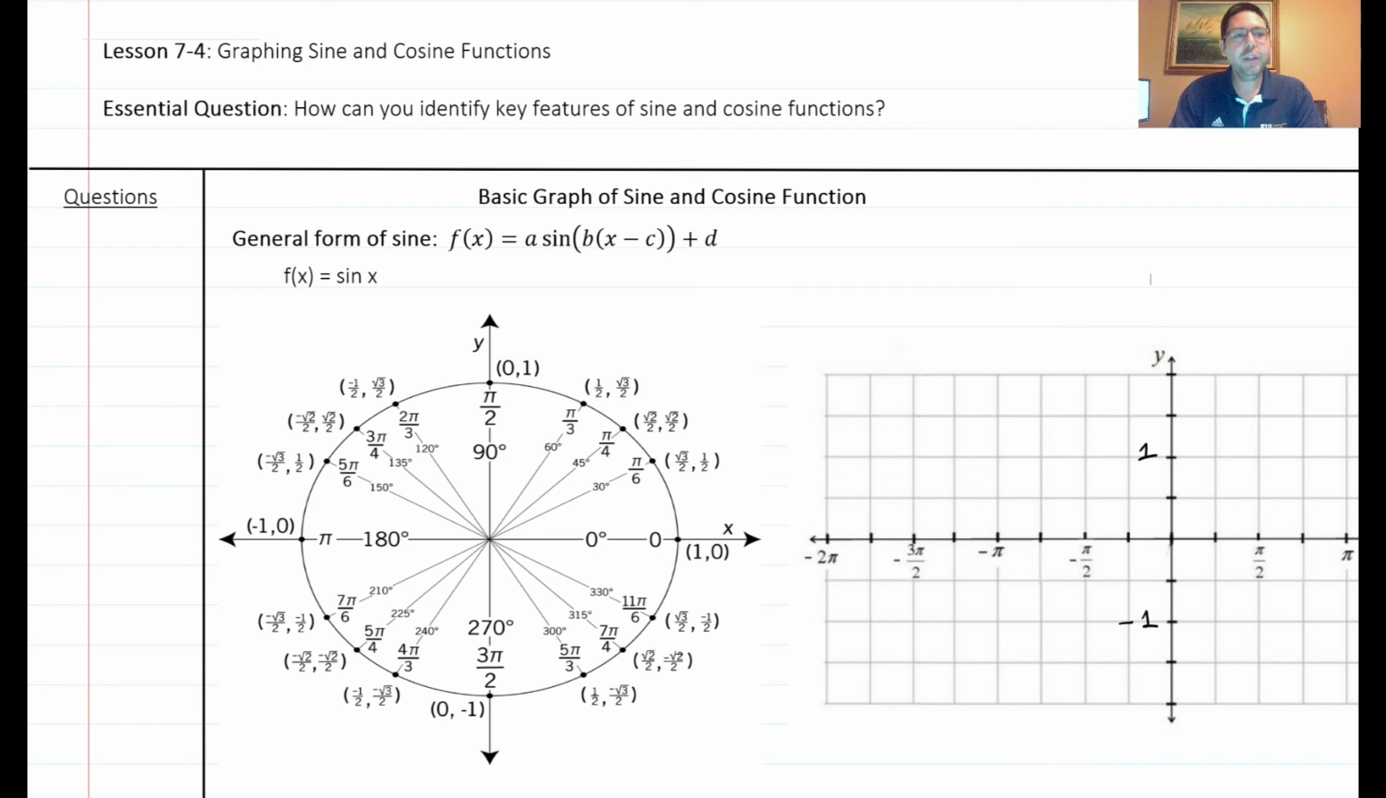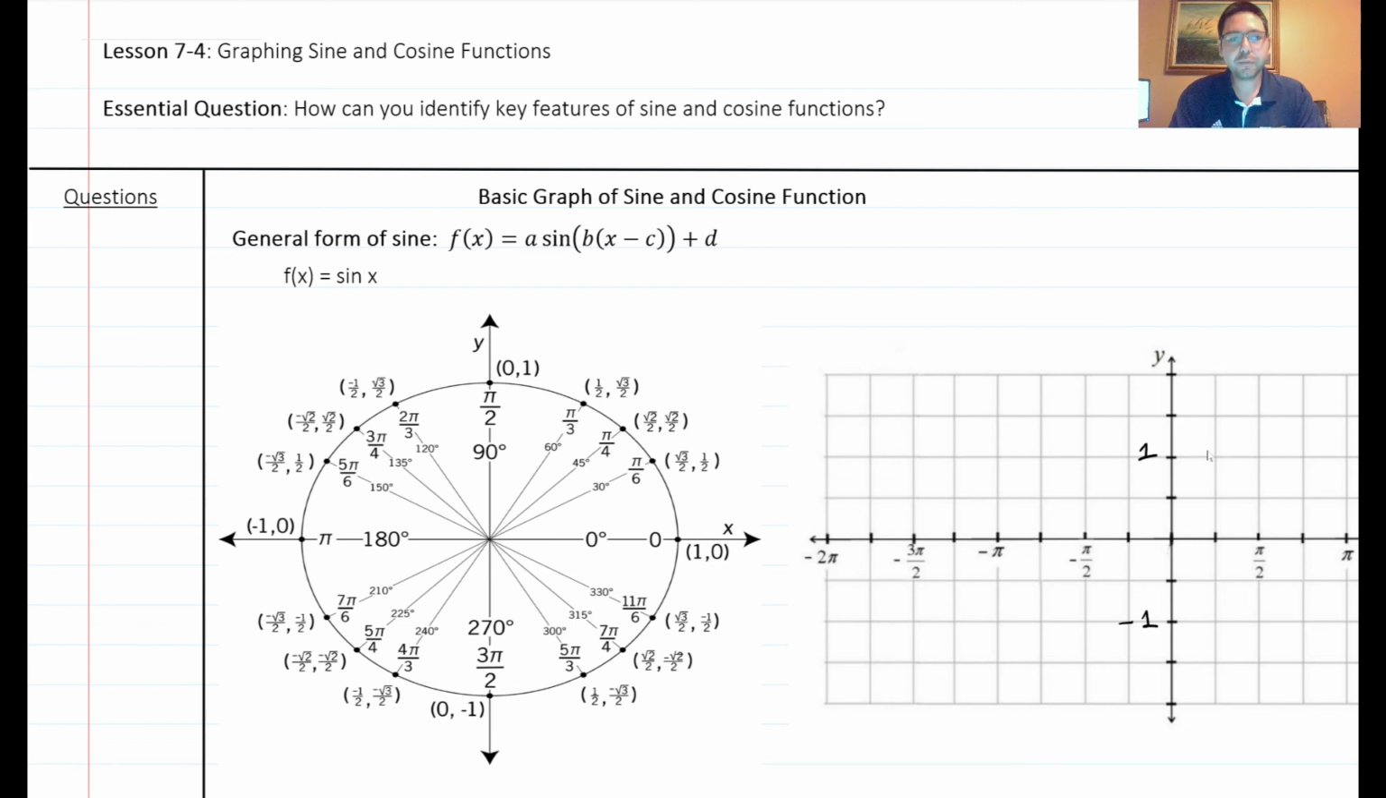Okay, so notice that the general form of the sine is given by f of x equals a sine of b times x minus c plus d. So you have the sine function, that's the main part of the function, and you have these letters a, b, c, and d, and those represent different types of transformations. We'll actually talk about what the a, the b, and the d stand for, and then in the next lesson we'll talk about what the c stands for.